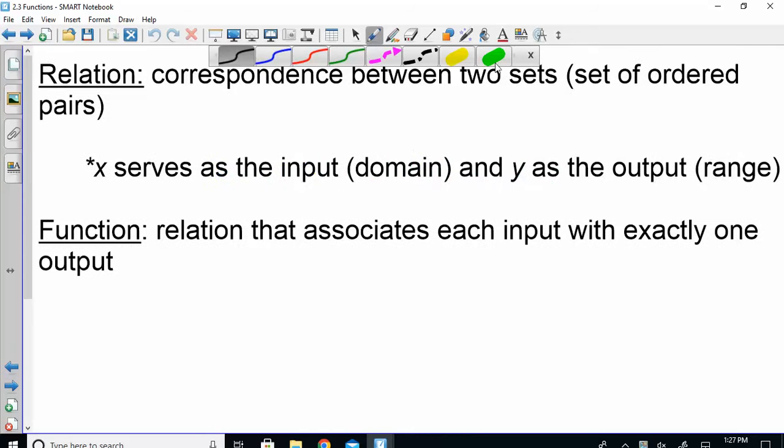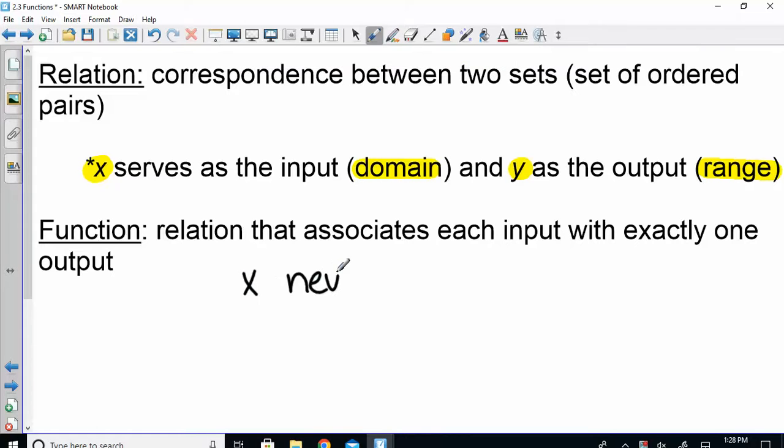So a relation is just any correspondence between two sets, some kind of relationship. Typically, we're thinking about sets of ordered pairs. When you're looking at that, X is your input or your domain value, and Y is your output or your range value. A function is a specific type of relation where each input, so each X, corresponds with exactly one output. So basically each X goes to one Y. Or another way to think about it, if it's a function, X never repeats.